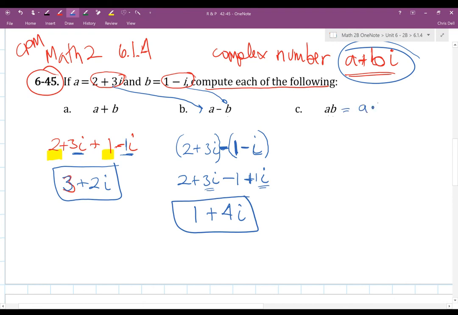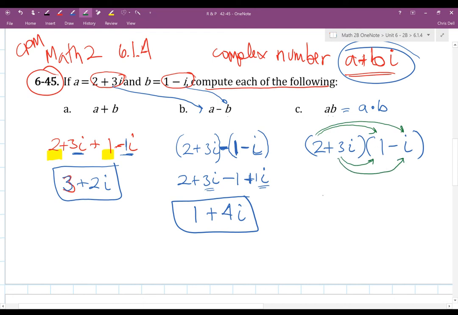Last one is a times b. This is the same as saying a times b when you have two variables next to each other. The a is 2 plus 3i, and the b is 1 minus i. It almost looks as if we're multiplying binomials. A complex number kind of has the form of a binomial, your real term and your imaginary term together. We can multiply using the generic rectangle, or we can just do the distributive property, either way. I'm distributing the 2 to each of those, and then the 3i to each of those. So 2 times 1 is 2. 2 times minus i is minus 2i.